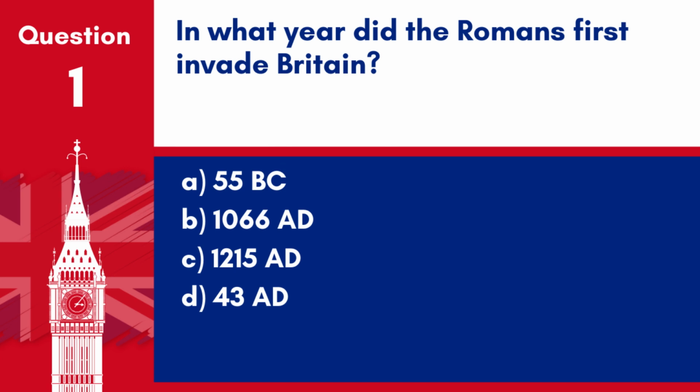Question 1. In what year did the Romans first invade Britain? A. 55 BC. B. 1066 AD. C. 1215 AD. D. 43 AD. Answer. A. 55 BC. The Romans first invaded Britain in 55 BC under the command of Julius Caesar.